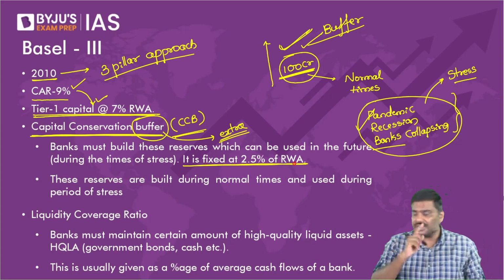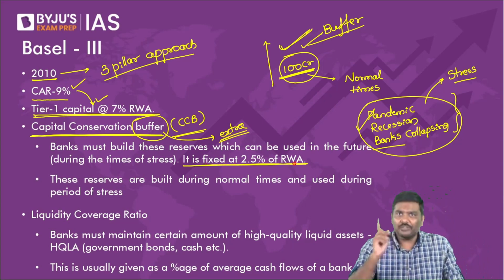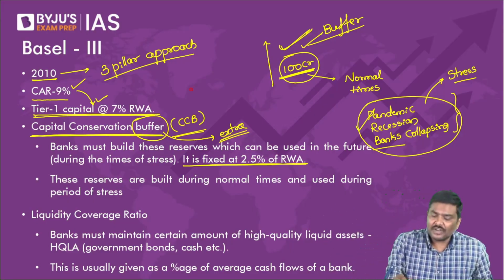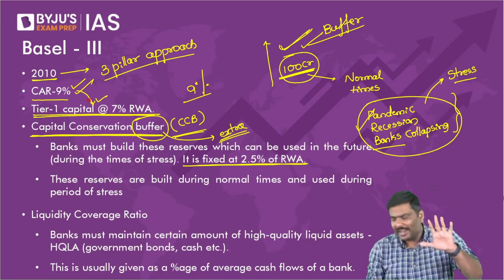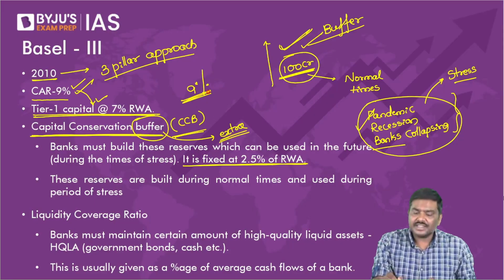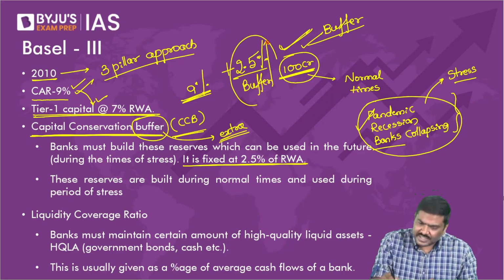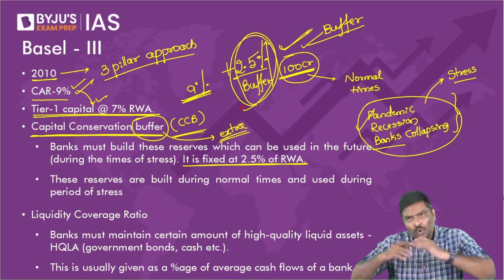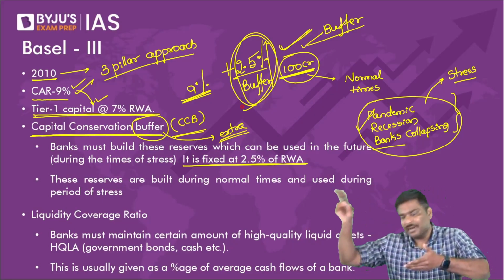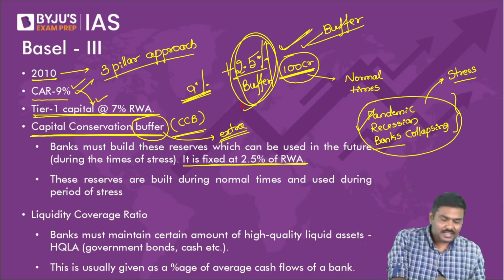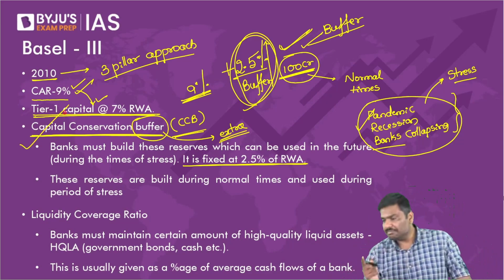The buffer has been fixed in the case of India at 2.5% of risk-weighted assets. Meaning what? You should have a capital of 9%. In addition to this capital, you should also have a buffer of 2.5%. This is also capital. Use this capital only during the period of stress, only during the period of emergency. Right? That is the concept of capital conservation buffer.